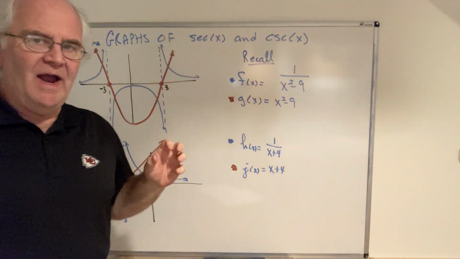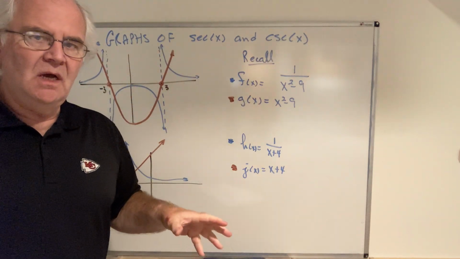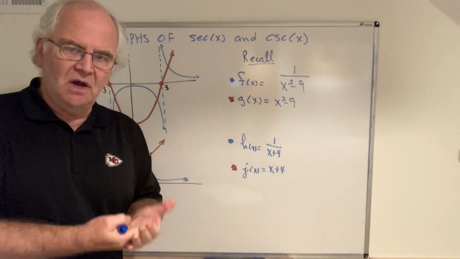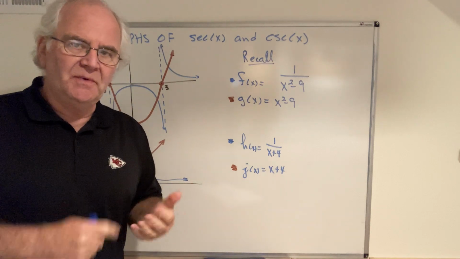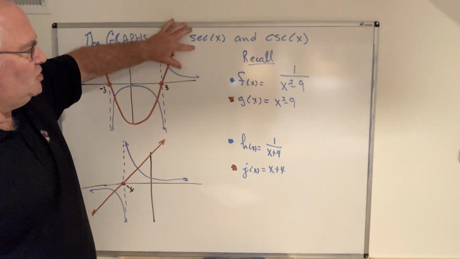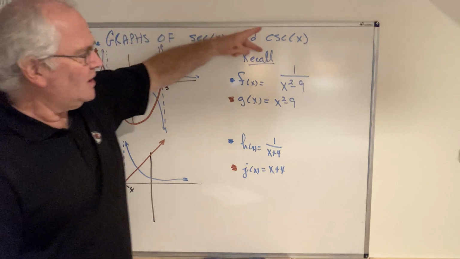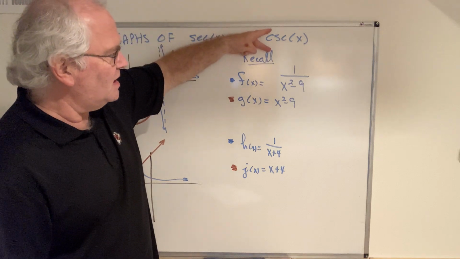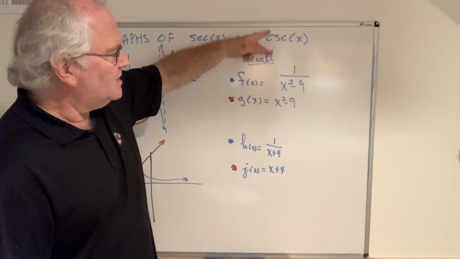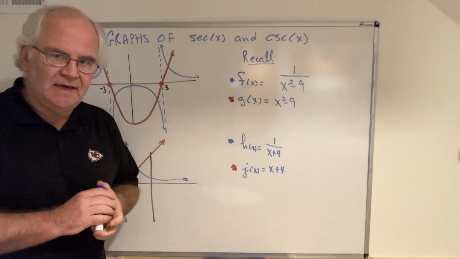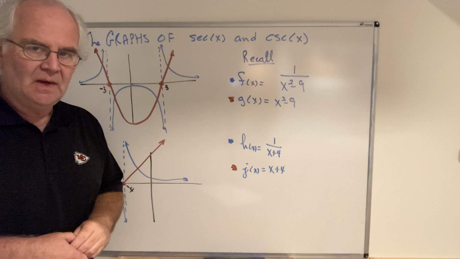It turns out that the graphs of secant and cosecant are based upon the graphs of cosine and sine. The reason for that is the reciprocal relationship that secant shares with cosine and the reciprocal relationship that cosecant shares with sine. Since those functions are reciprocals, their graphs are related in a certain way.